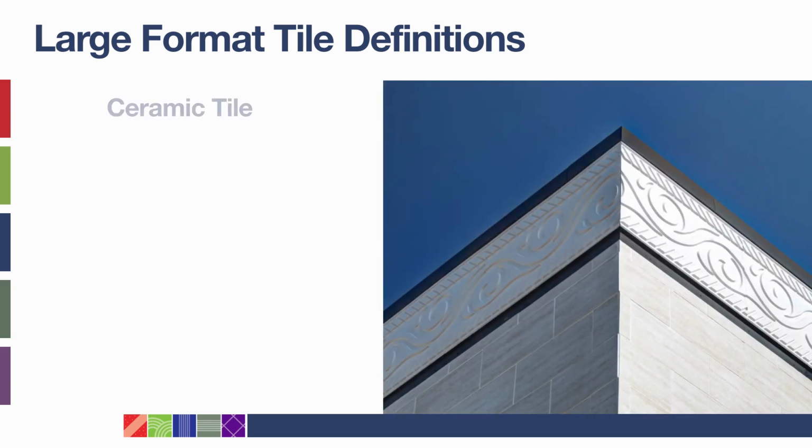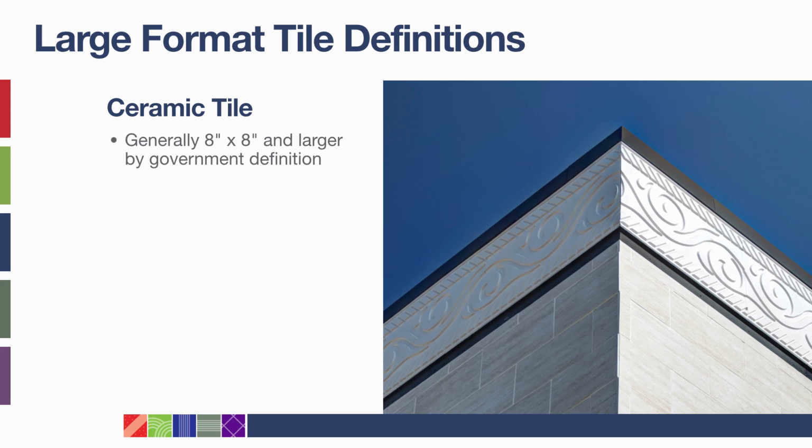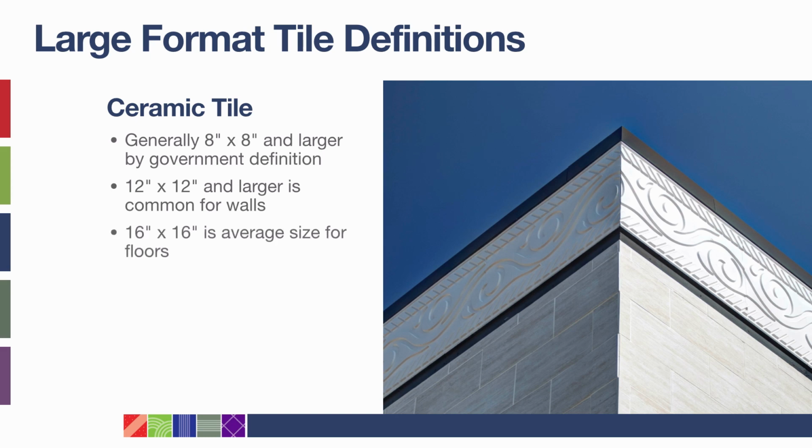Historically, ceramic tile larger than 8 inches by 8 inches have been considered large tile. When used in wall installations, large tile are most often at least 12 inches. Large format tile, however, has been defined as tile that have at least one side exceeding 15 inches. On average, large format ceramic tile used on floors are 16 inches by 16 inches.